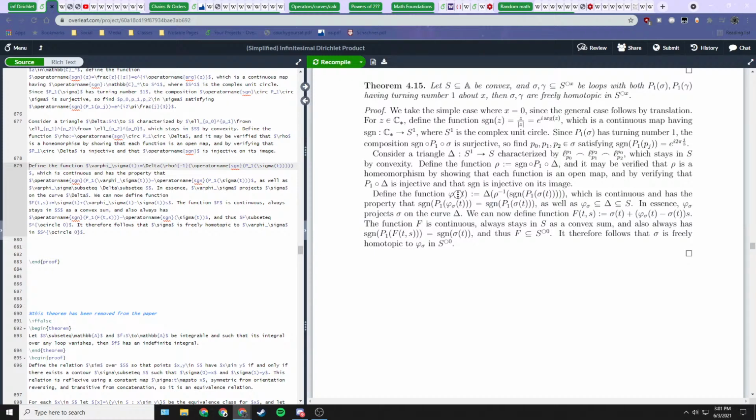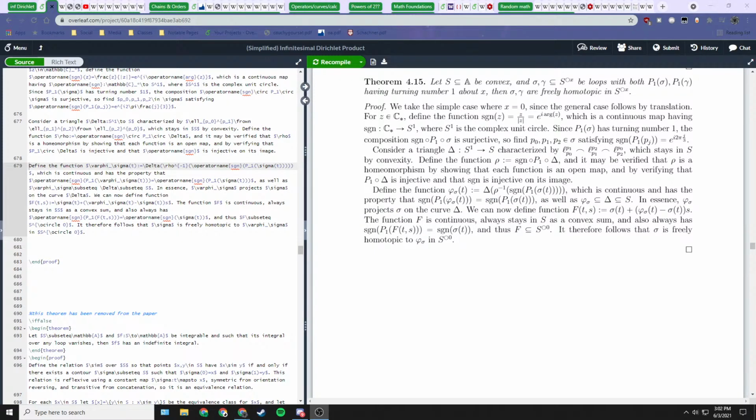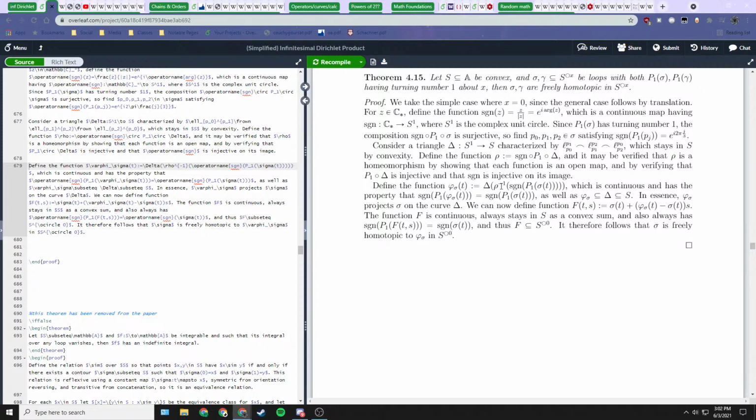So it's essentially we take our input point t, and we find the point on delta such that sigma of t and that point on delta have the exact same sign on the first projection. This is really useful. Because the last function in this composition is delta, phi sub sigma is a subset of delta. It always maps onto delta. It's also a subset of S, since delta is a subset of S. And it has this property, so this signs. It essentially projects sigma onto the curve delta.